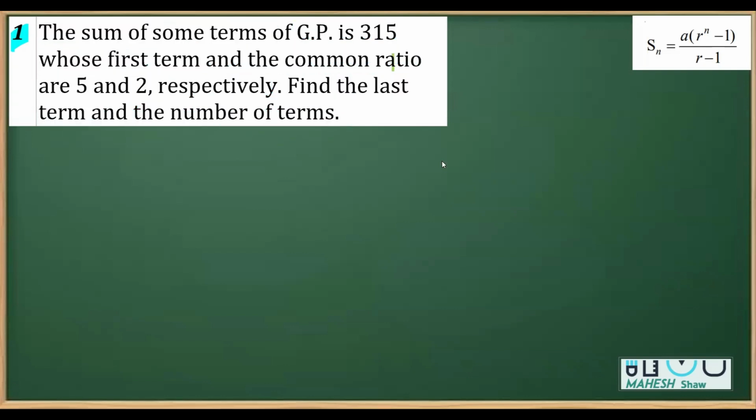Now check here. We know the formula for the sum of first n terms, right? We can first write down what information we have. We have Sn as 315. Later it says the first term, which is a here. So we can say that a is 5. The common ratio, we have common ratio r as 2. So r is equal to 2.